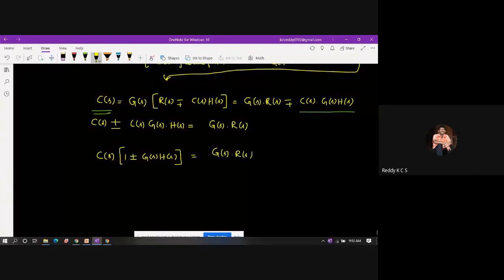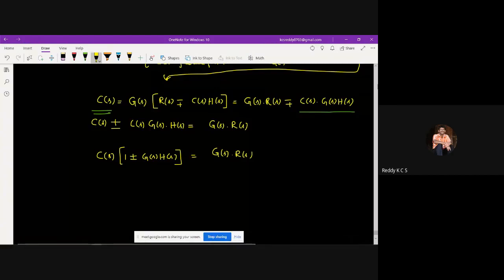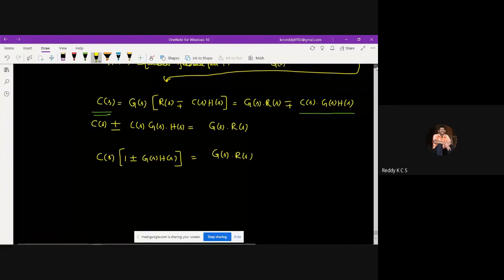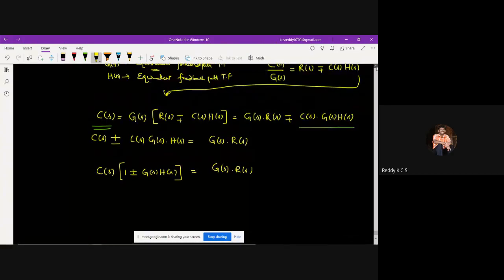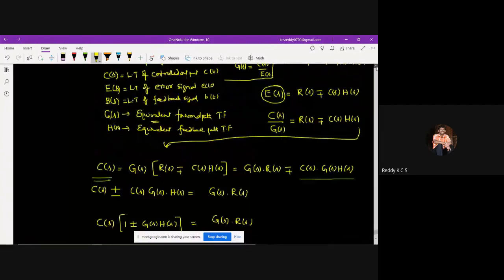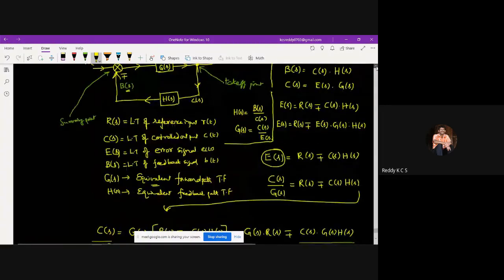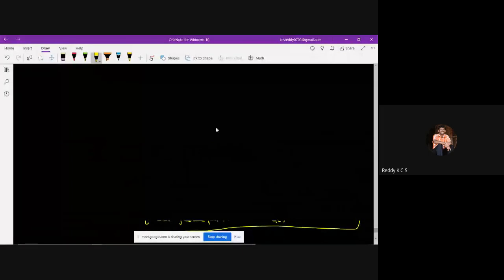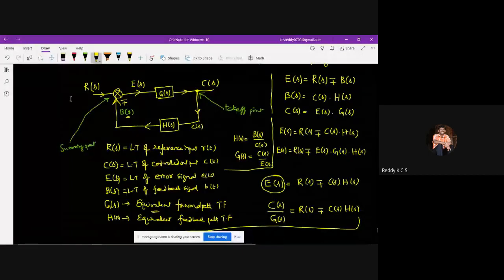Now we know what the transfer function is. For the simple block diagram, what is the input value and what is the output? The output is C of s. So the transfer function of this simple form of block diagram will be written as C of s by R of s.